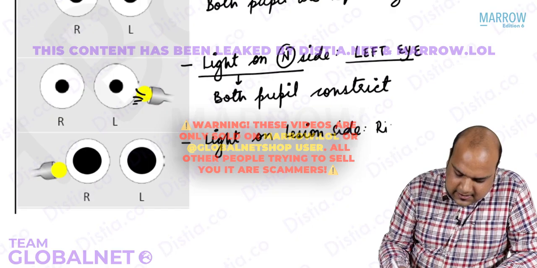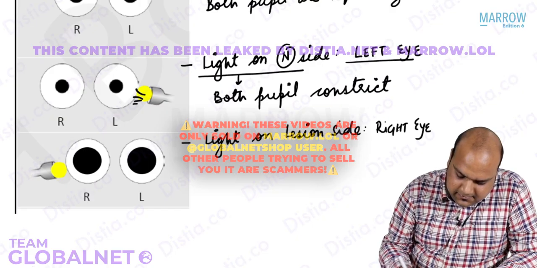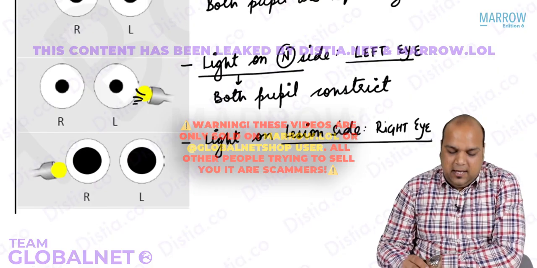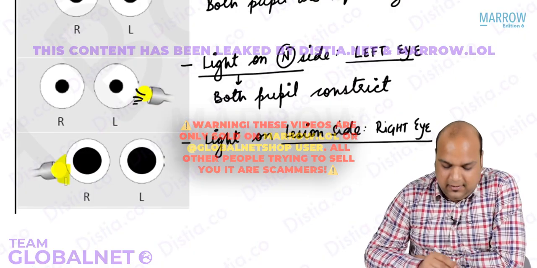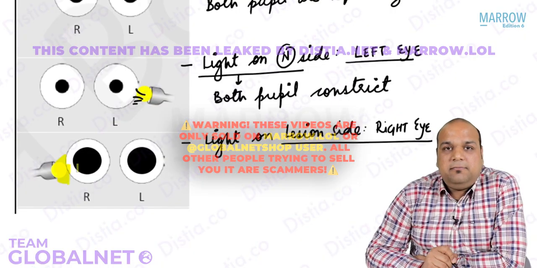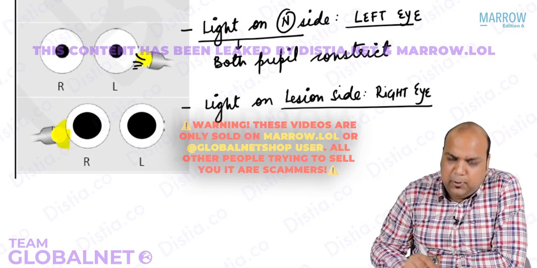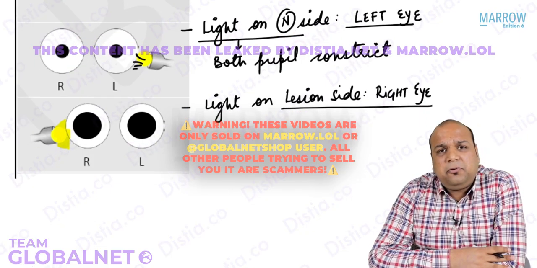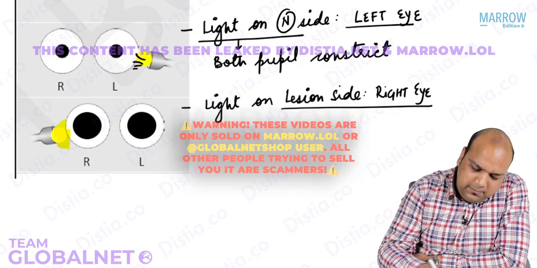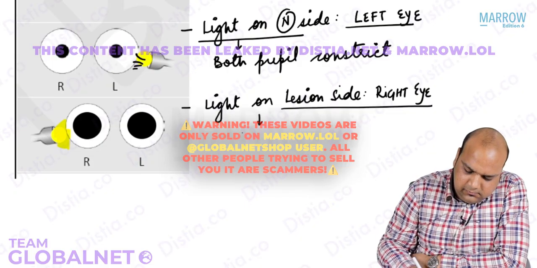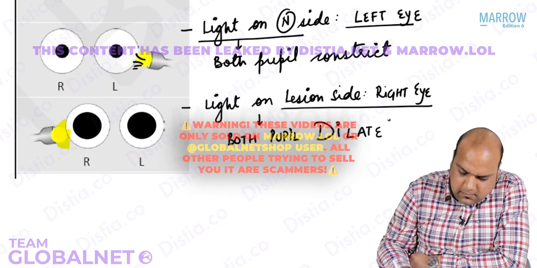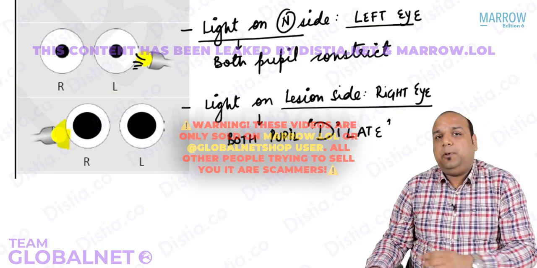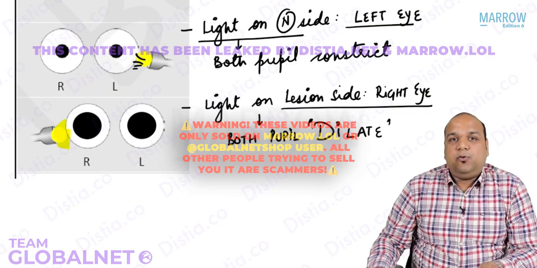And lesion side is the right eye. As soon as we have thrown light on the right eye, based on the image, what can you see? We can see that both the pupils have dilated. Yes or no? So let me write, both the pupils dilate. But the question comes, sir, why do both the pupils dilate? That is what we want to answer here.